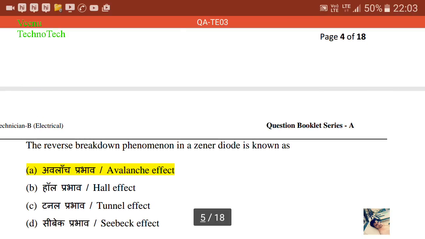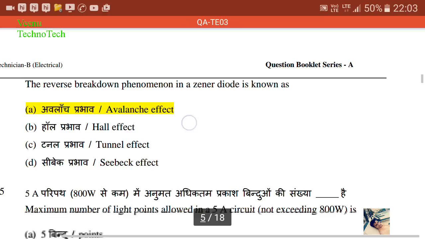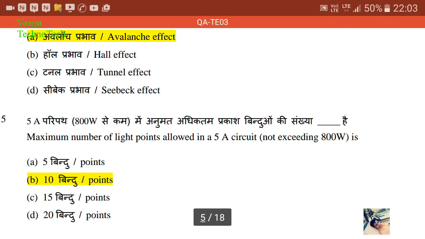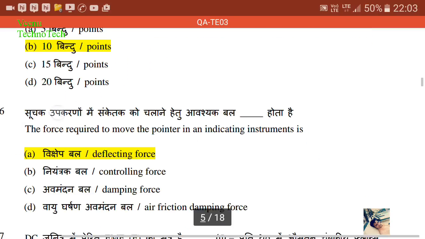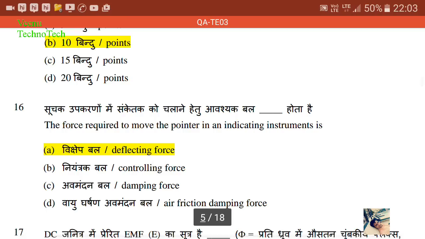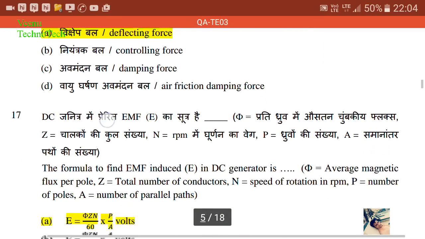The reverse breakdown phenomena in Zener diode is known as avalanche effect. So correct answer is A. Maximum number of light points allowed in a 5 ampere circuit is 10, 5 into 2. Next, the force required to move the pointer in indicating instrument is deflection force. Correct answer A.